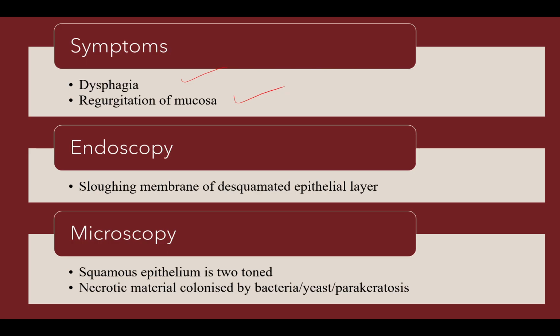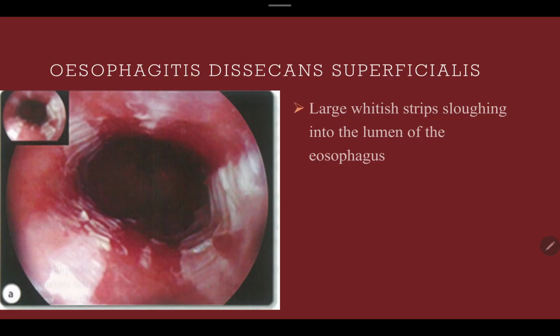On endoscopy, what we see is a sloughing membrane of desquamated epithelial layer. So a membrane of desquamated epithelial layer will be seen on endoscopy. In microscopy we will see the squamous epithelium which is two-toned, and necrotic material colonized by bacteria, yeast, and parakeratosis.